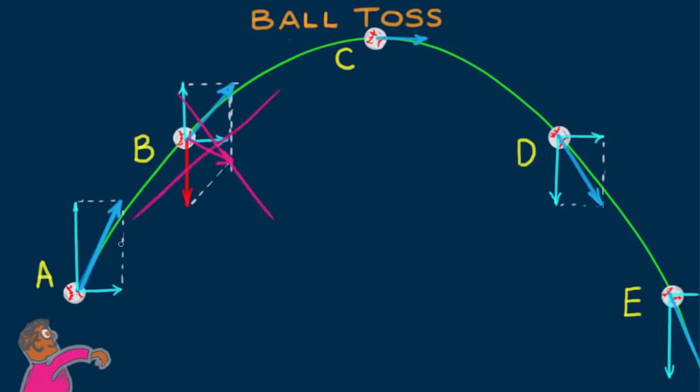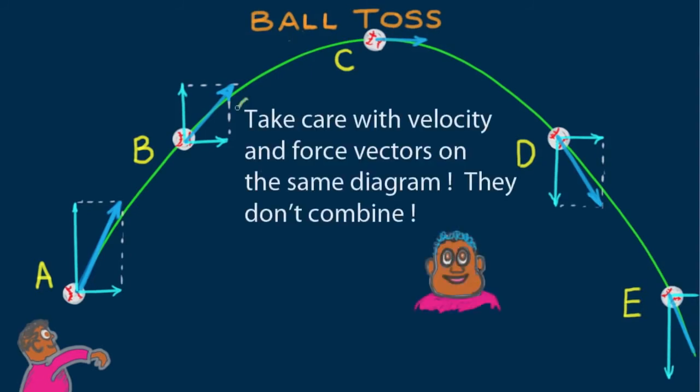The answer is nothing with any physics meaning. It would be rubbish. Don't do that. You can't combine velocity vectors with force vectors. They're different animals. To distinguish the two, we show force vectors in red and velocity vectors in blue. Phil Physiker says it well: take care with velocity and force vectors on the same diagram. They don't combine.